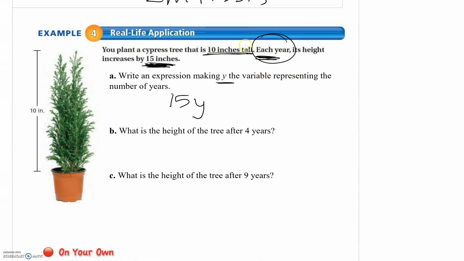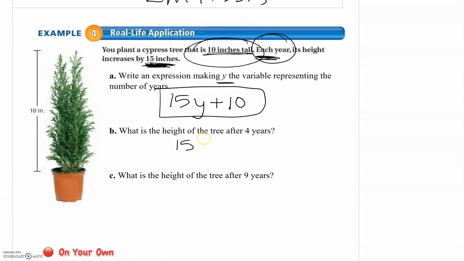But I also have to pay attention that it started at 10 inches tall. So I'm going to add 10 inches because it didn't start at 0 inches. It wasn't nothing. It was 10 inches when it first started. So this would be my expression. Okay, what is the height of the tree after 4 years?